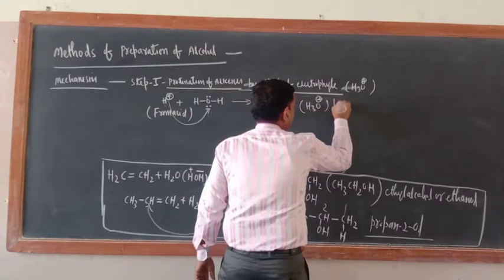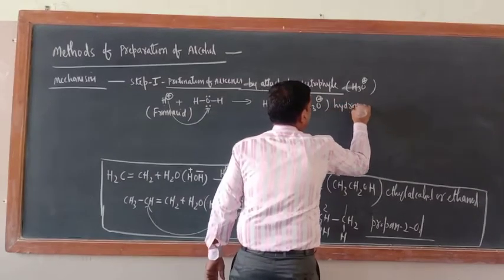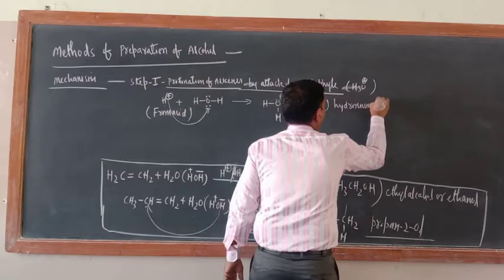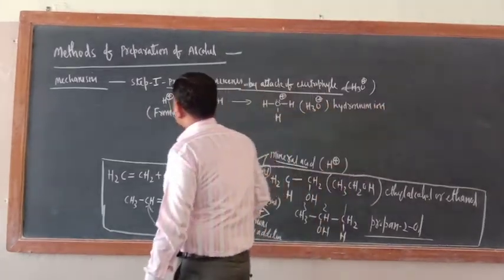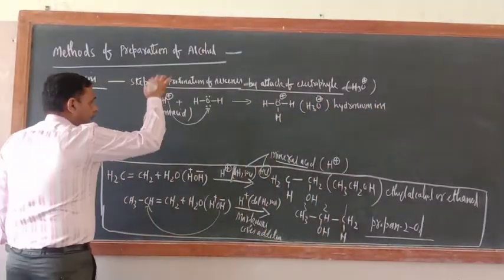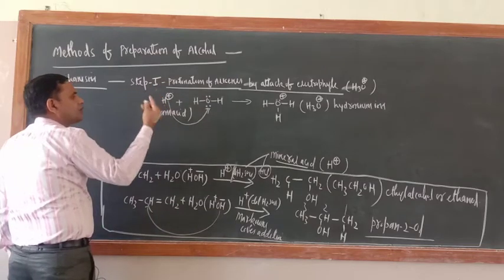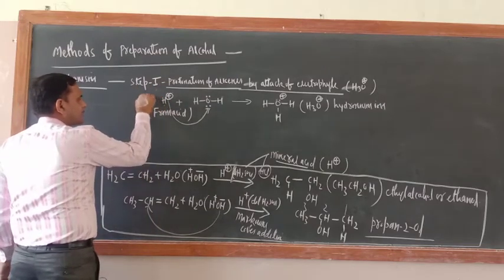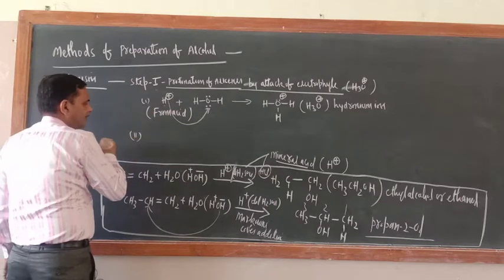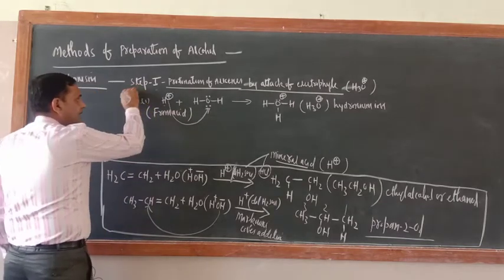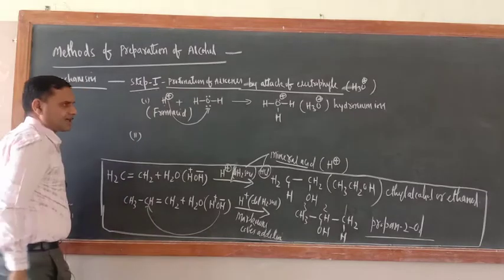What is the name of this? Hydronium ion. So your hydronium ion is ready now. Just see, within this step only, in step 1, 2 sub steps are there. This is 1. Now the second.